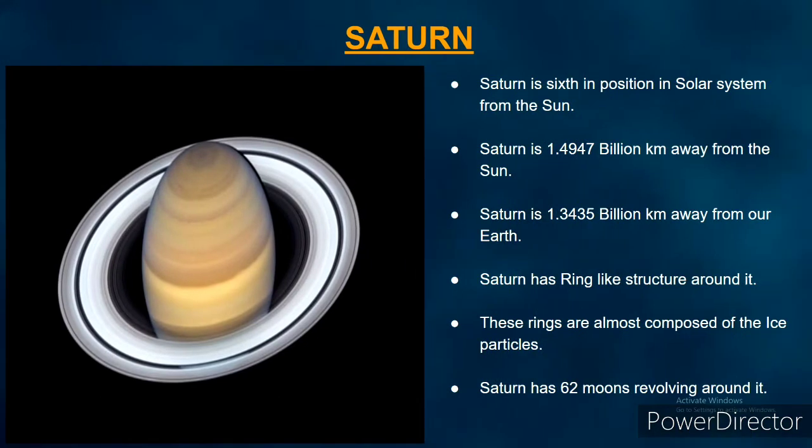Here comes the Saturn. It is the sixth in position in the solar system from the Sun. Saturn is 1.4947 billion kilometers away from the Sun. Saturn is 1.3435 billion kilometers away from our Earth. Saturn has rings-like structure around it. These rings are almost composed of the ice particles. Saturn has 62 moons revolving around it.